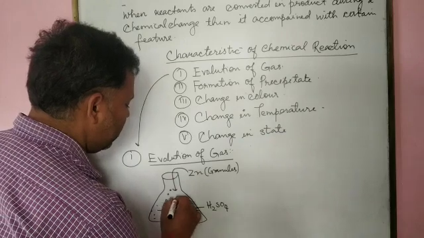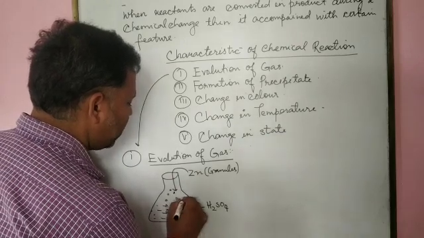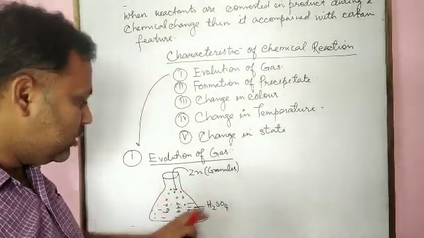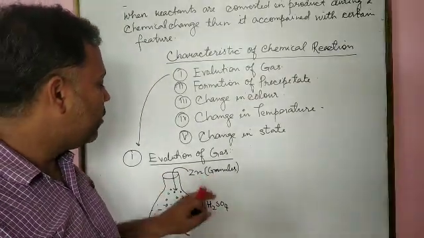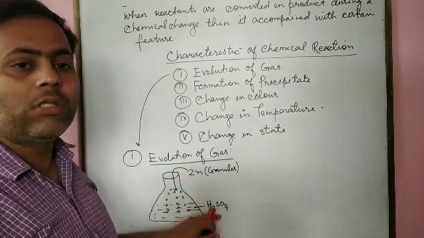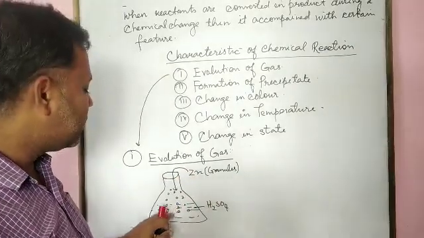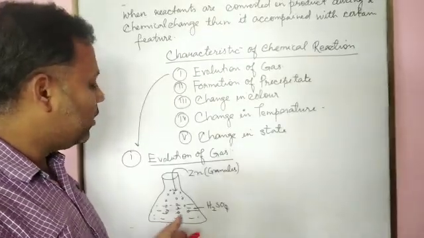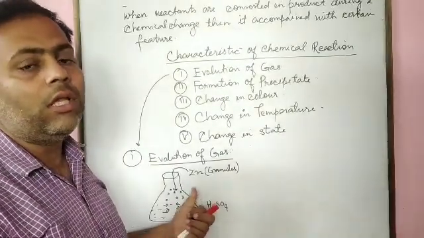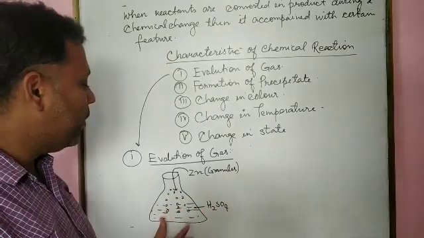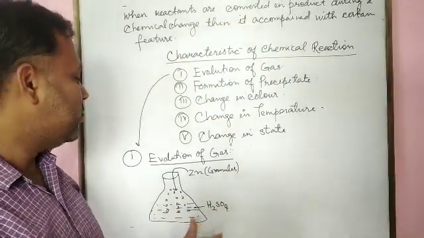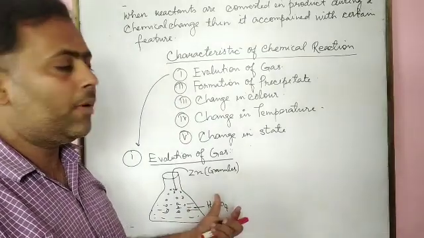What we see, the bubbles of gas are coming out. It means that when we add zinc granules to sulfuric acid in a conical flask, there will be evolution of gas. By this we can say if a gas is evolving during a change, then it may be a chemical change occurring here. Let us represent it in the form of a chemical equation.